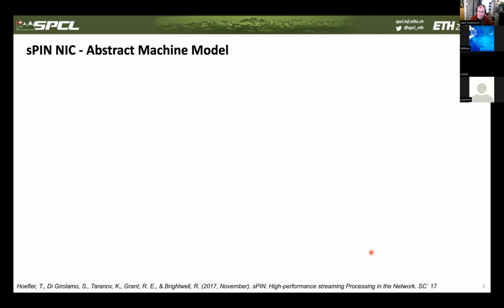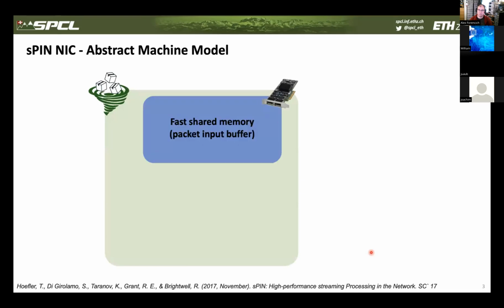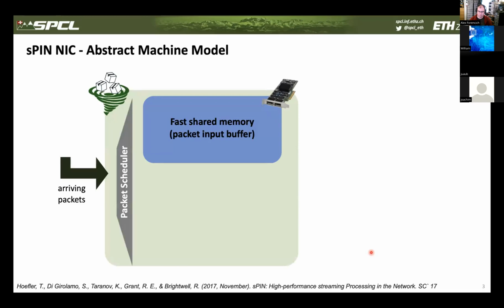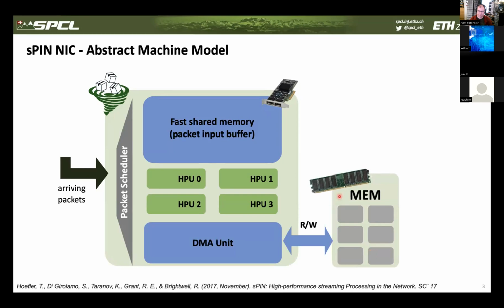So this abstract machine model looks like the following. Here we have a compliant NIC that implements the protocol, and we're going to have some fast shared memory between all processing units on the NIC. This is going to be used as the packet input buffer. Then we have a packet scheduler that takes arriving packets and directs them to one of the many processing units available on the SmartNIC. There's also going to be a DMA unit that handles any kind of memory request the processing elements want to make to the host memory. The host memory sits on the other side of the DMA unit, and this DMA unit can then issue read or write requests to this memory. And the CPU then sits on top of this memory.